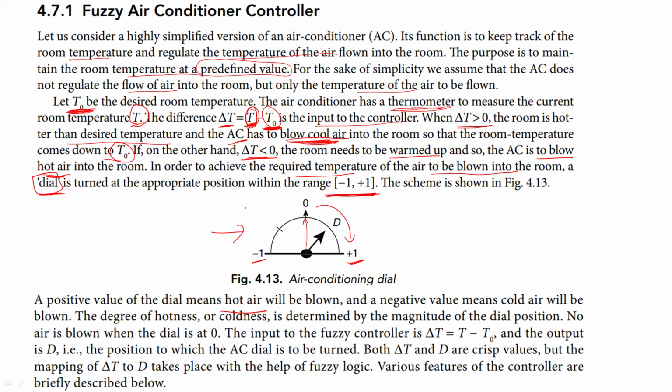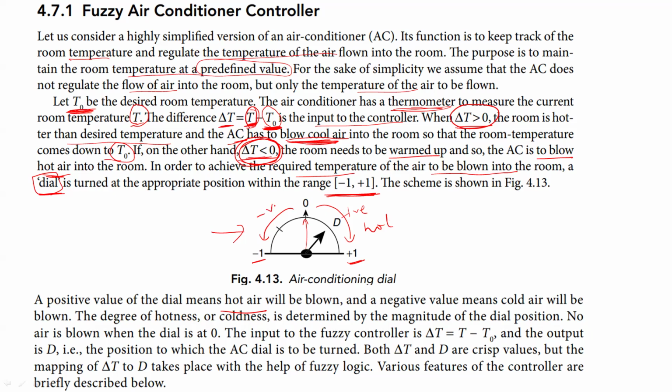So when do we need hot air? When delta T is less than 0. Whenever you have a temperature difference of less than 0, the dial should move in the positive direction so that hot air can be blown. And whenever you have a value where delta T is greater than 0, that means you need to cool the room. So the dial should be turned towards -1, indicating the degree of cold air that is to be blown from the AC.